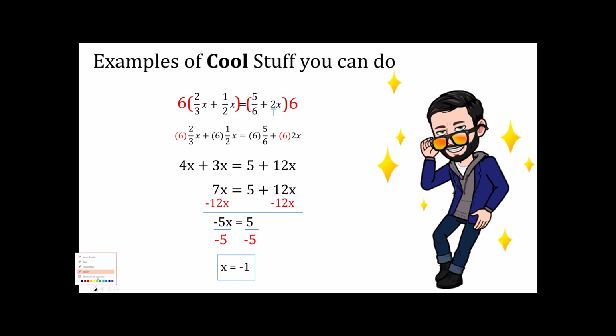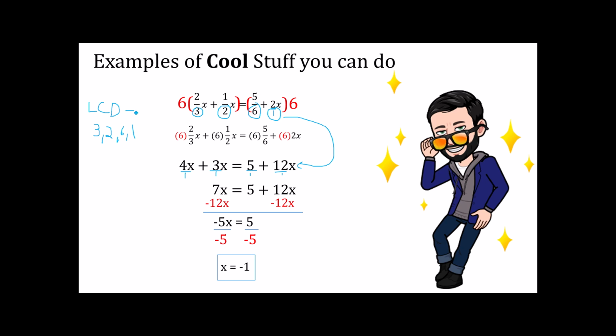That brings us to the big question. How did I pick these numbers? Notice my denominators are 3, 2, 6, and 1. And I wanted to get those so that the denominators were all 1. The key to this is I need to multiply through the entire thing by the least common denominator. The least common denominator for 3, 2, 6, and 1.